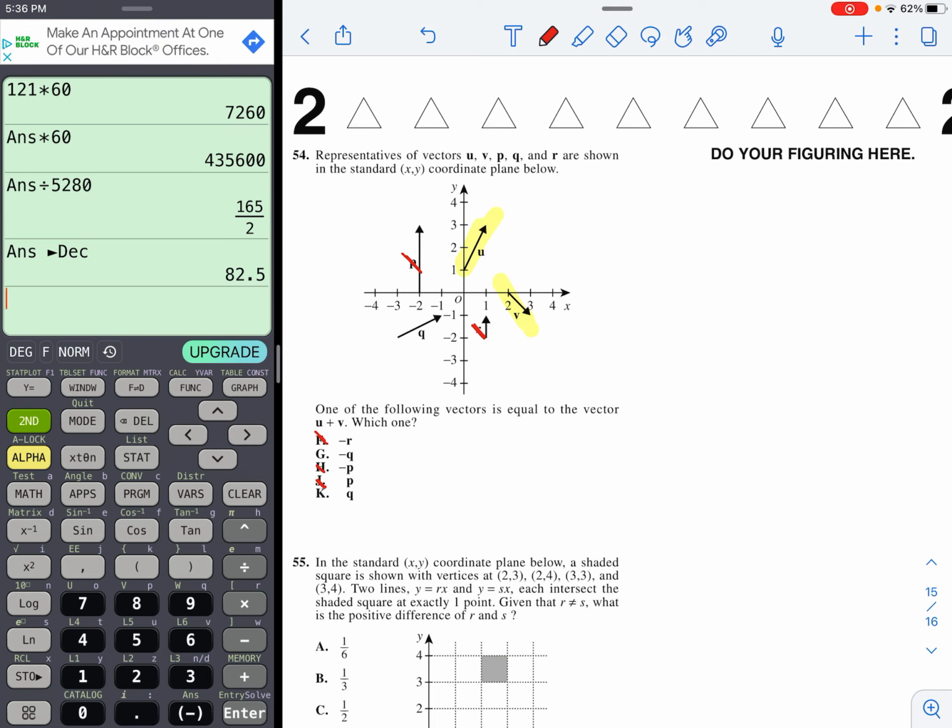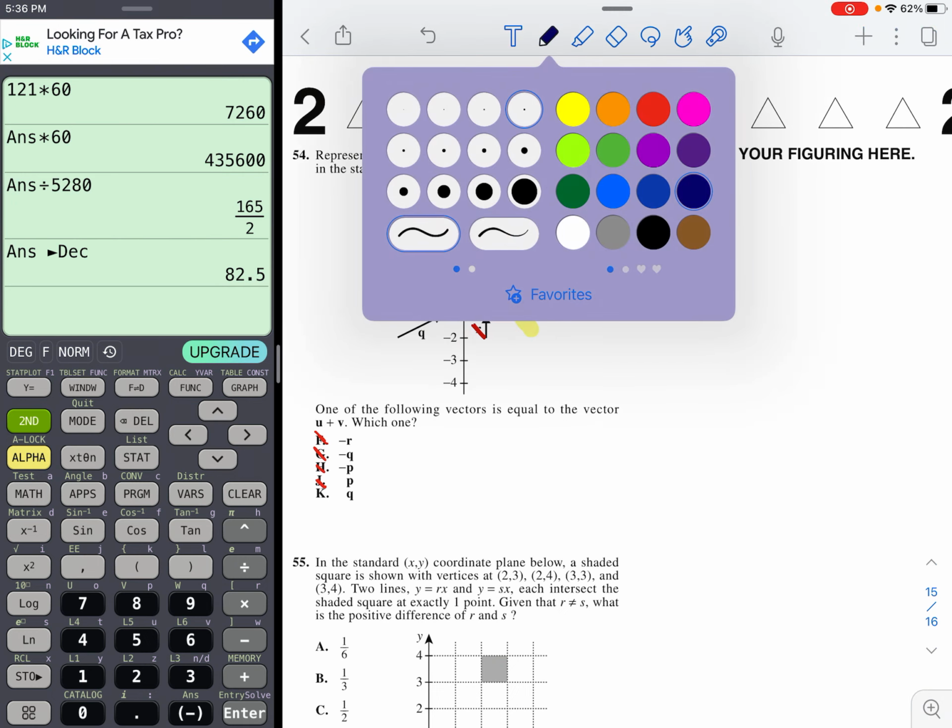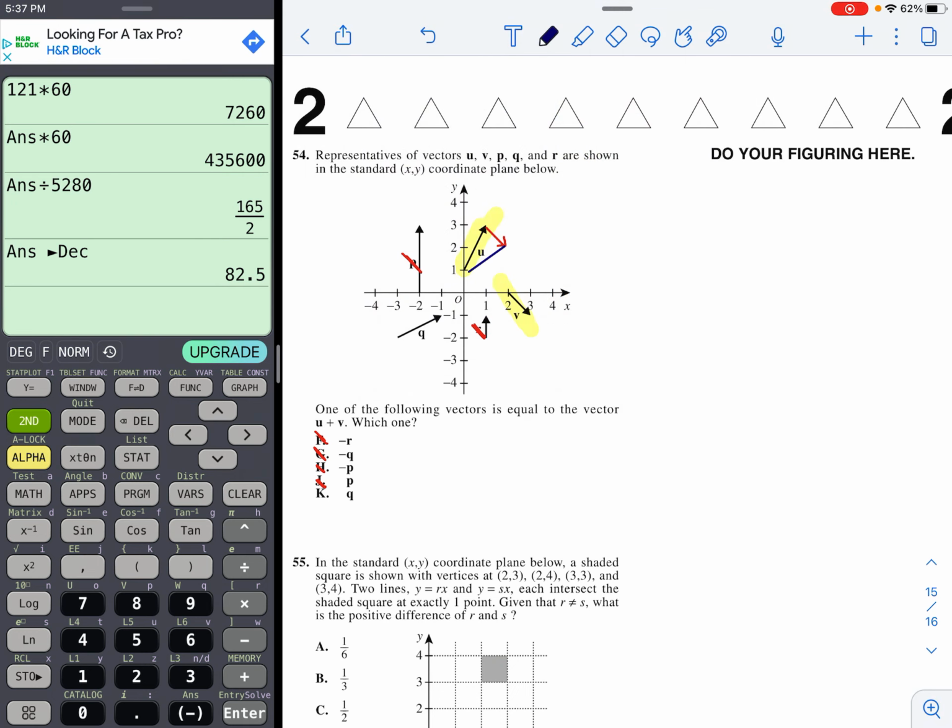You don't even have to actually calculate this out. If you just reason through it, the only one that looks like it could do both of their motions combined, right? One way to think about this is you can add these head to tail like this, right? So if I take V and I move it onto the tail of U like this, I'd have this new vector, which sure looks like Q.